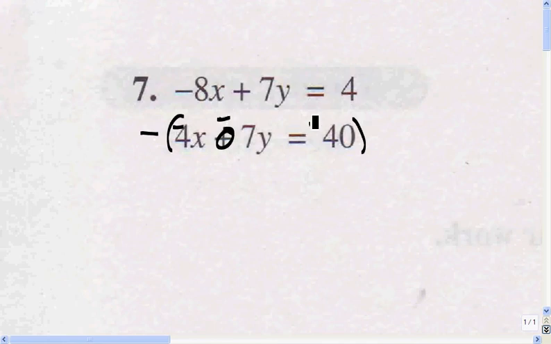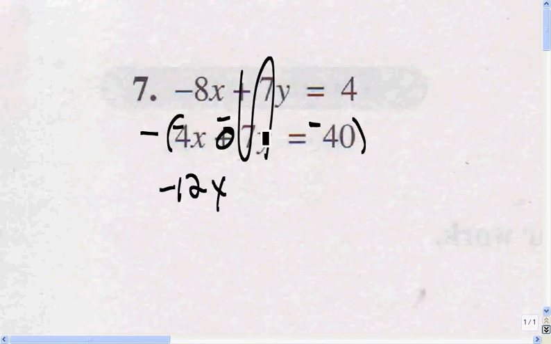a negative 40. Okay, so now I can combine these equations, and a negative 8 and a negative 4 give me a negative 12x. These cancel out because a negative 7y and a positive 7y equals 0. And then I'm going to combine the 40 and the 4. Well, since the signs are different, right? Positive, negative, signs are different. I'm going to subtract, and the sign of my answer is going to be the sign of the bigger number. So since the sign of the bigger number was negative, that's going to be the sign of my answer.